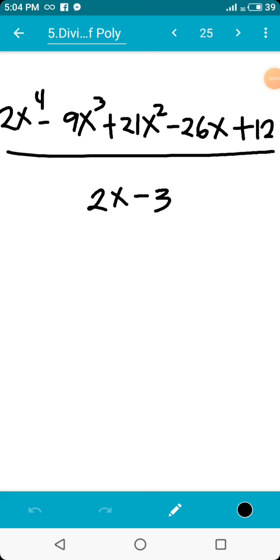Okay, so I have here 2x raised to 4 minus 9x cubed plus 21x squared minus 26x plus 12 divided by our binomial 2x minus 3. So, ito yung sinasabi natin na meron siyang coefficient na more than 1. So, hindi natin gagamitin mamaya yung synthetic division to get the quotient. So, gagamitin muna natin yung long division. So, isulat muna natin siya. So, we have 2x as our divisor.